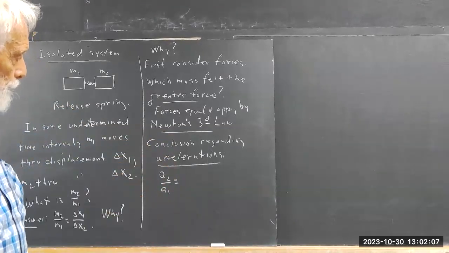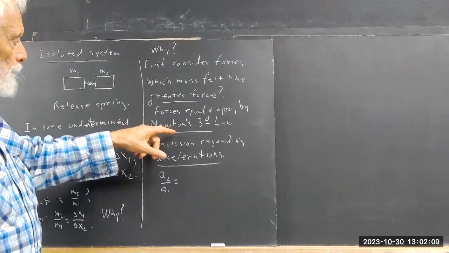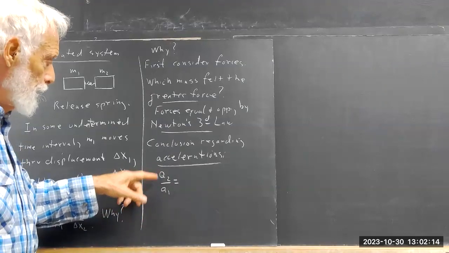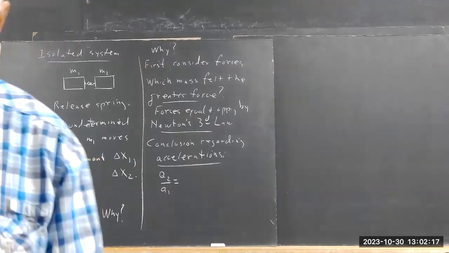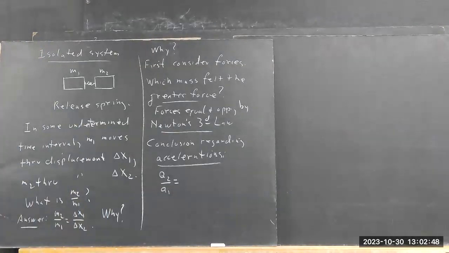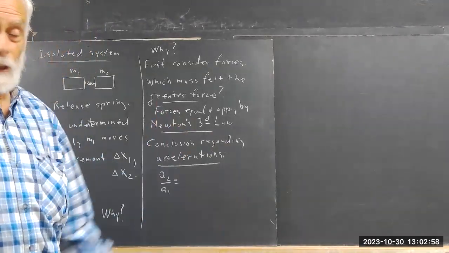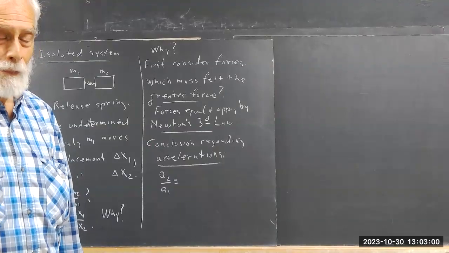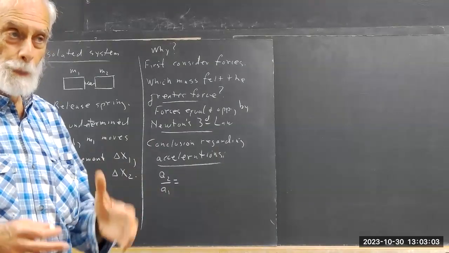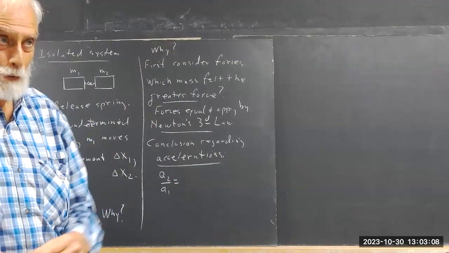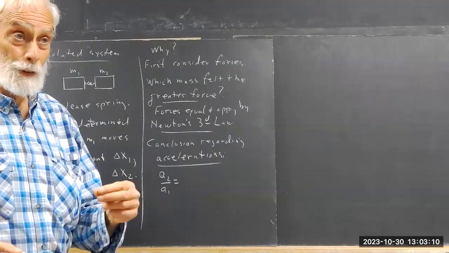What can we conclude about the accelerations? Forces are equal and opposite, so what can we conclude about the ratio of A2 to A1, the acceleration of the second to the acceleration of the first? The first answer I got was, wouldn't it be proportional to the masses? And my answer was, you mean the greater mass would have the greater acceleration? And immediately, oh yeah, it's going to be inversely proportional. That should be obvious.